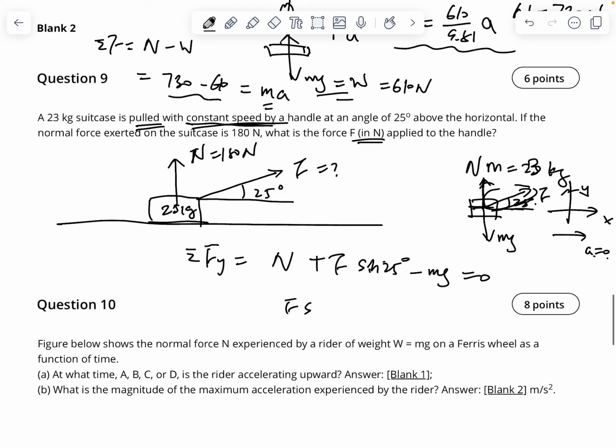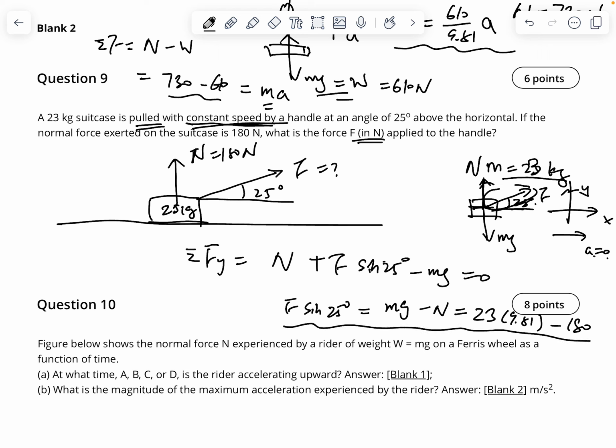So F sine 25 degree equal to mg minus normal force. So what's mg? mg is 23 times 9.81, minus normal force, which is known, 180. Okay? And now from this equation, you can figure out what your applied force is. Applied force equal to (23 times 9.81 minus 180) divided by sine 25. Okay, so that's your force.